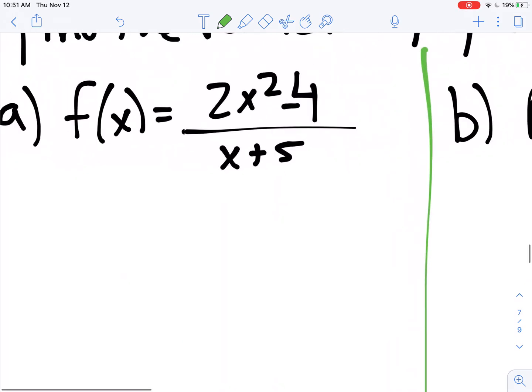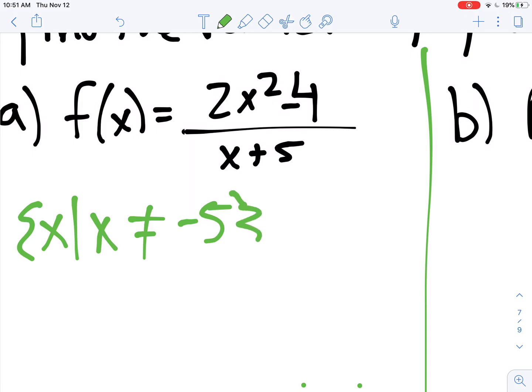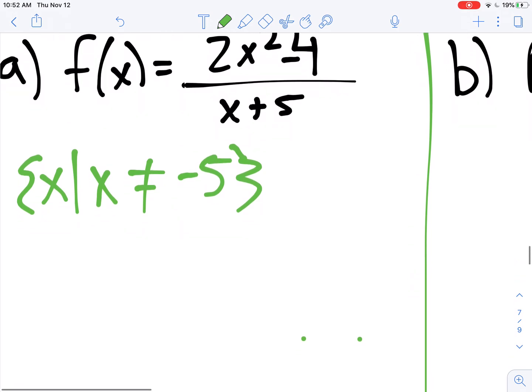For A, I already know that my domain here is all values of x, where x cannot be equal to -5. And my goal is to figure out, do I have a hole in my graph at -5, or do I have a vertical asymptote at -5? Those are my only two options with a rational function. It's one of those two things. So what I have to do to figure that out is factor it.